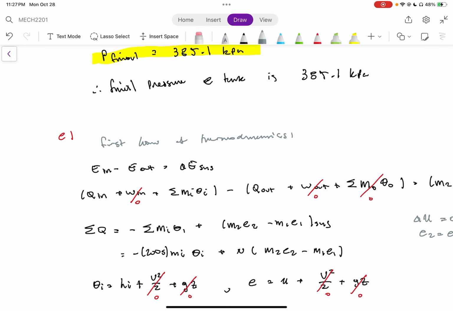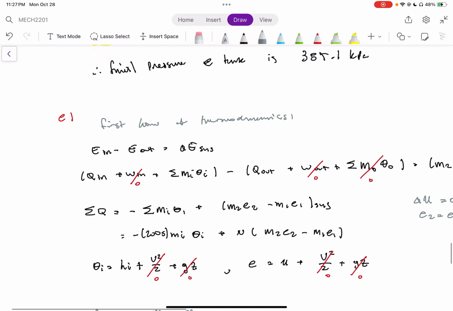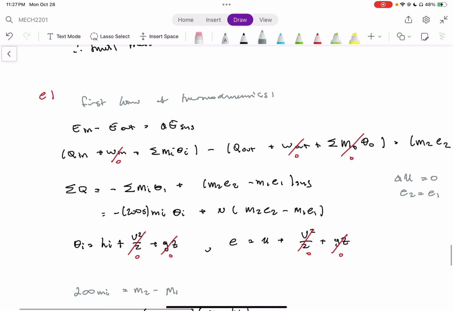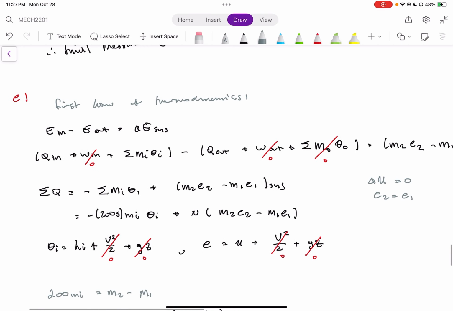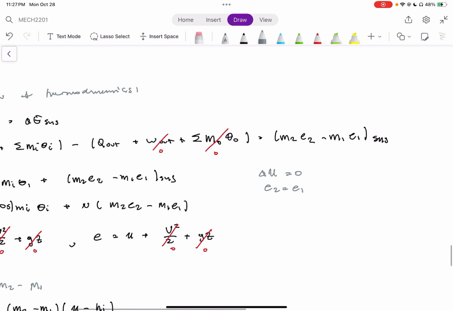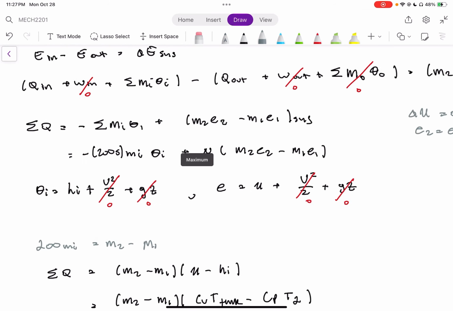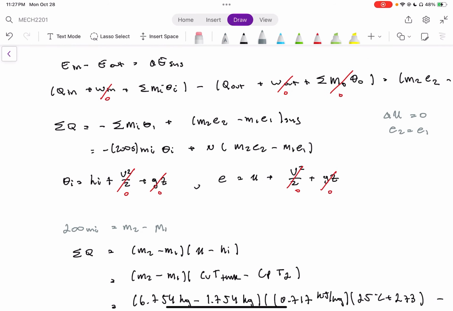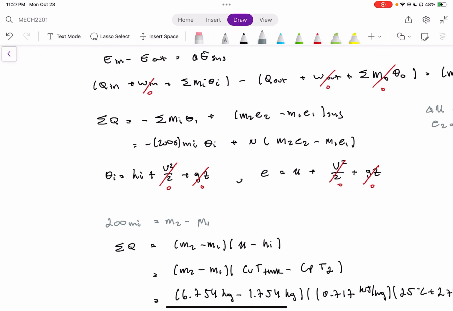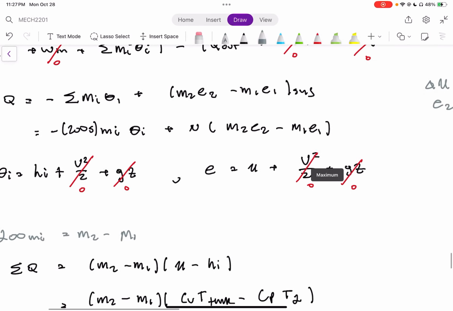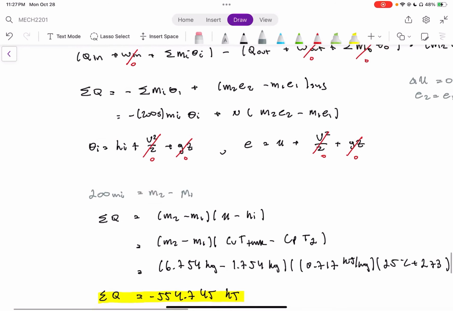Finally, we use the first law of thermodynamics to determine the heat transfer to the room. We cancel out work in because no work is being put in and no work is getting out, and we also cancel that to 0. Q would be equal to this equation, and these are the equations for theta, I and E. Then we plug them in using the assumption of 200 seconds, Mi equals M2.